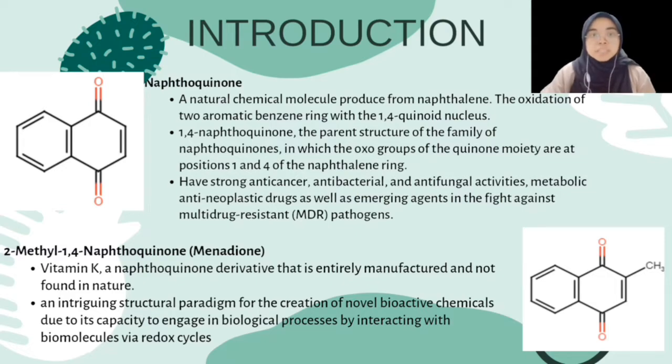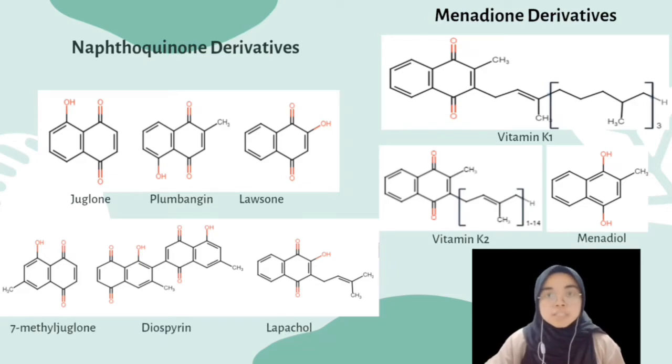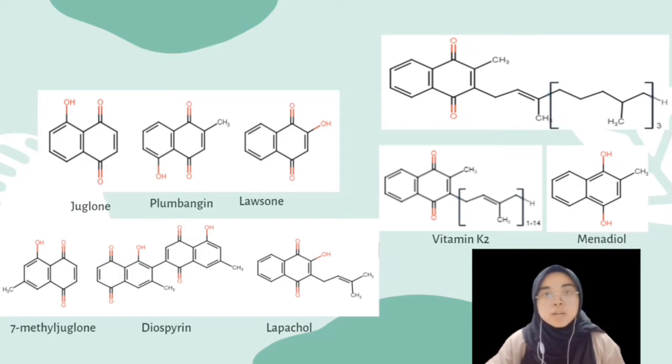in humans. Menadione's role extends beyond being a precursor to vitamin K1 and K2. It also exhibits diverse effects, including anti-cancer, antibacterial, and antifungal. The interactions between nucleophilic biomolecules and the 1,4-quinonic nucleus of menadione result in its redox cycle. This slide shows the naphthoquinone derivatives such as juglone, plumbagin, and lawsone, and on the other side the menadione derivatives such as vitamin K1, vitamin K2, and menadione.